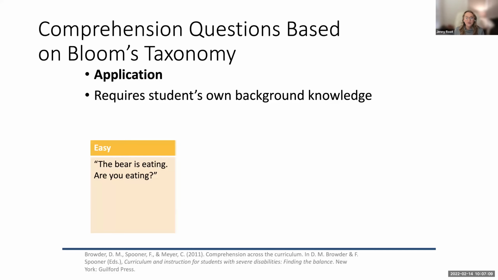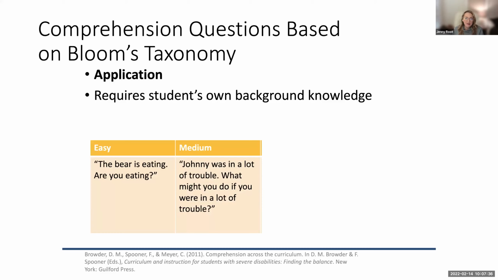Next level up would be application. This requires the student's own background knowledge. So this reinforces the importance of making sure that we're building their background knowledge to make sure that we are anchoring our instruction, explicitly teaching vocabulary, and giving students meaningful ways to show what they know. So an easy example would be like, the bear is eating. Are you eating?